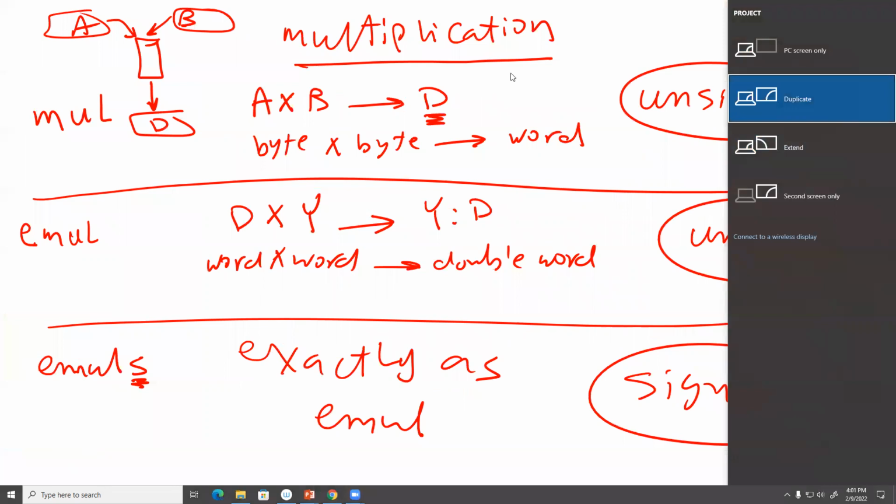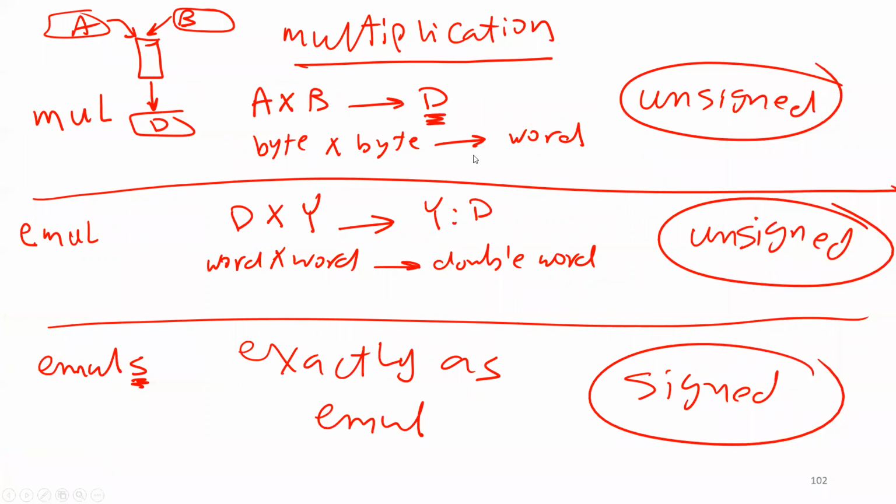As I explained last time, guys, for multiplication we have only 3 instructions. As you see here, we have the instruction MUL. This instruction multiplies register A by register B and stores the result in a word in register D. So it multiplies a byte by a byte and stores the result in a word. And this multiplication is unsigned.